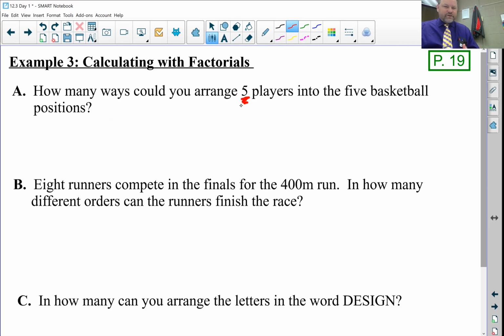Because it's 5 players and we're going to use all 5 of them, it would be 5 factorial. 5 choices for the point guard, 4 choices for the shooting guard, 3 choices for the small forward, 2 choices for the power forward, and 1 choice for the center. And when we multiply that out, or if we do 5 factorial, that gives us 120.